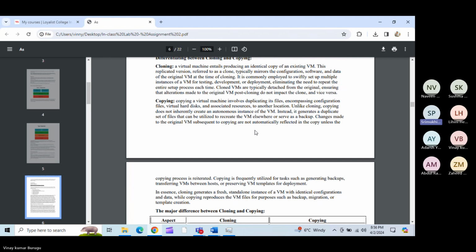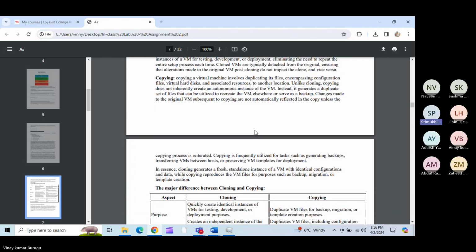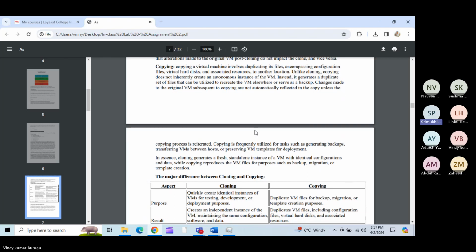VM. On the other hand, copying a VM involves duplicating its files, including configuration files and virtual hard disks, but it doesn't necessarily create an independent instance like cloning does. Changes made to the original VM after copying won't affect the copy. So they are still closely tied together in terms of file structure. Copying is commonly used for creating backups, transferring VMs between hosts, or storing templates for deployment.